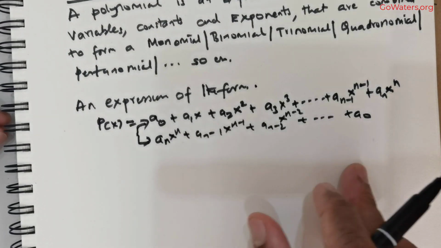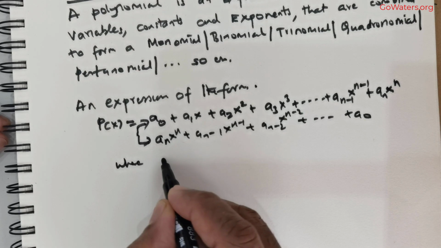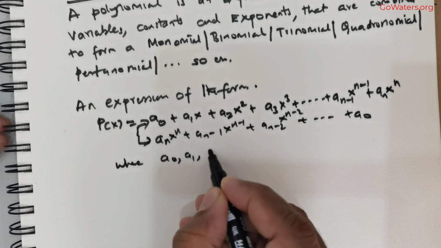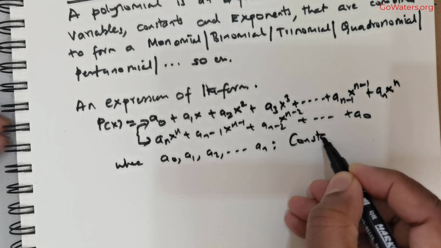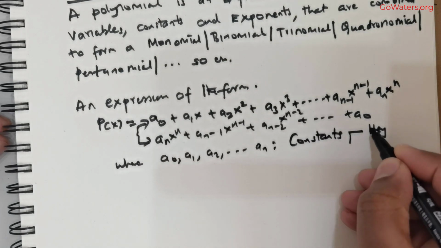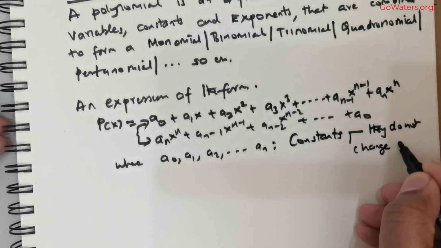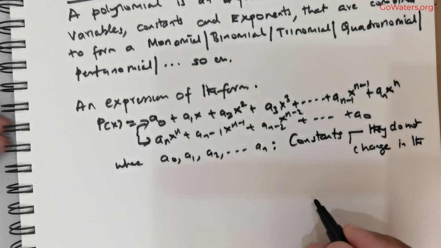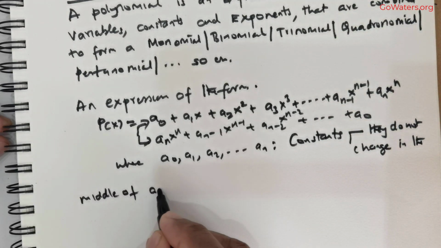Now what are these a0, a1, a2, etc., an? They are called constants. Now what do you mean by constants? They do not change. They do not change in the middle of an operation.